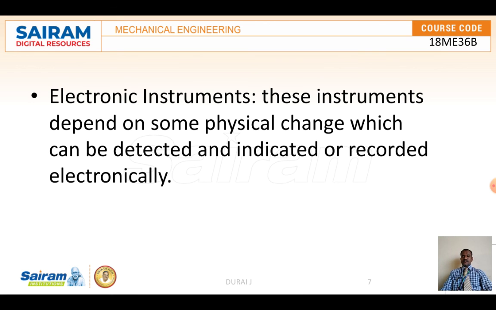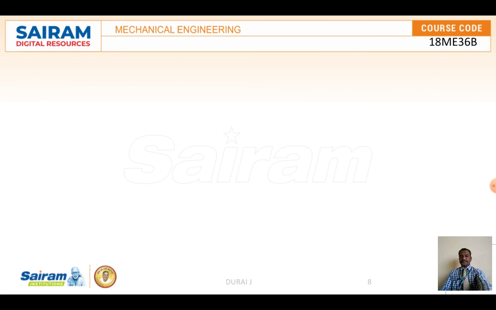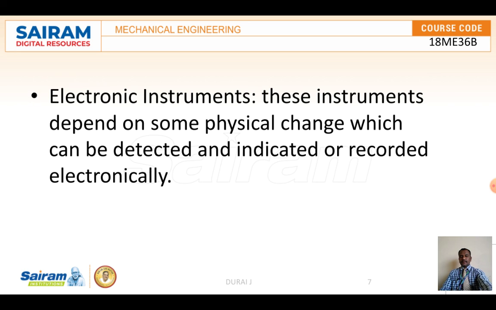Then the last one is the electronic instruments. These instruments depend on some physical change which can be detected and indicated or recorded electronically. So that type of instrument is the electronic instrument. The remaining things you will see in the next video.